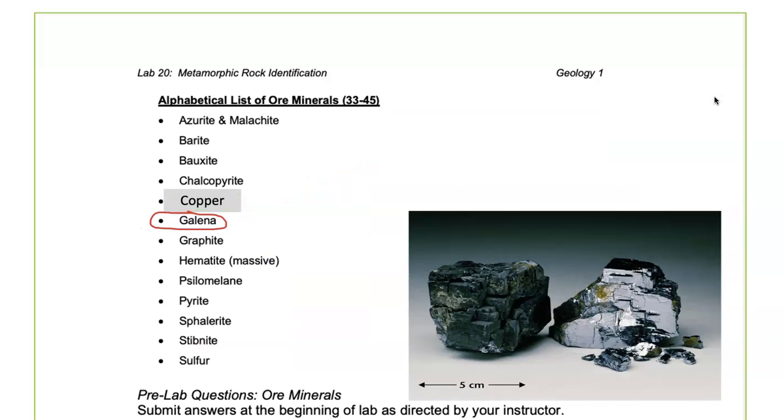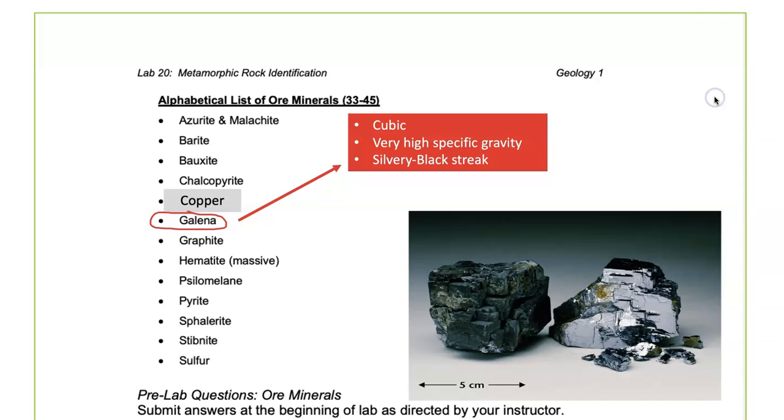Next, we move on to galena, which we've seen before. Galena is a very interesting mineral because it's very, very dense, has a very high specific gravity. In fact, the highest of any that we'll see in lab, something on the order of a 7 to 8. It's cubic, and it has a very silvery black color and a silvery black streak.